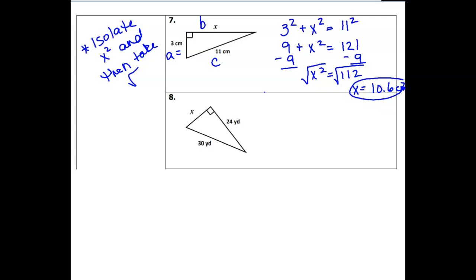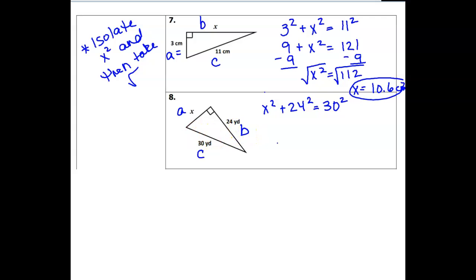All right. So with number 8, again, I identify my c, which is across from the right angle. So when I do that, I've got my x, so I'm going to say x squared plus 24 squared is equal to 30 squared. It's important to set it up. Notice your c value is the hypotenuse. Your unknown in this case would be your a. So we have our a, our b, and our c.